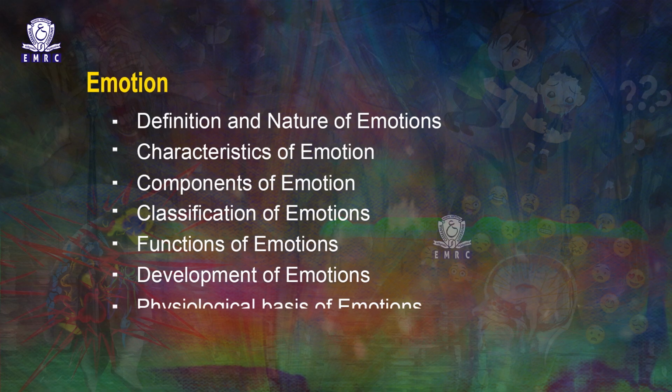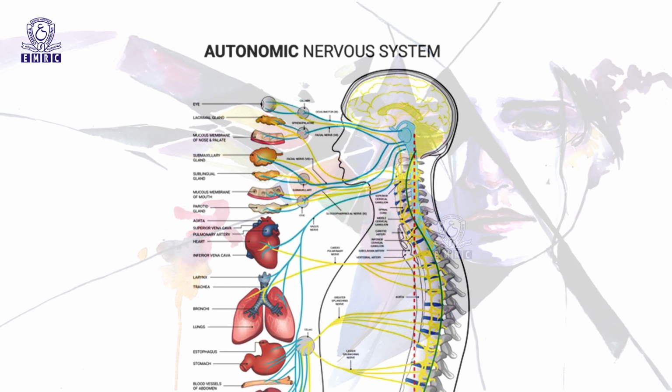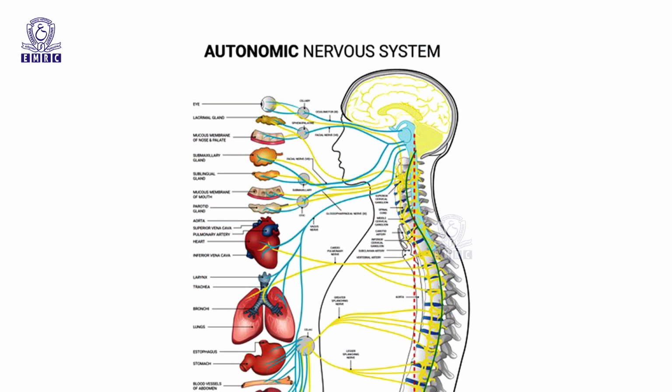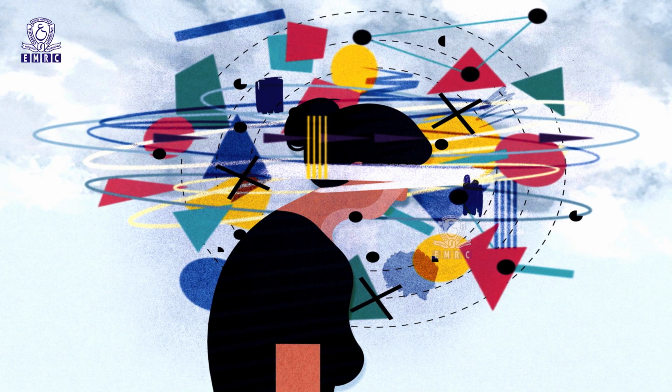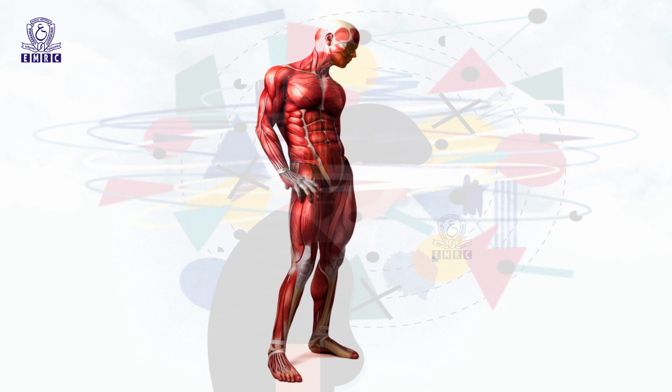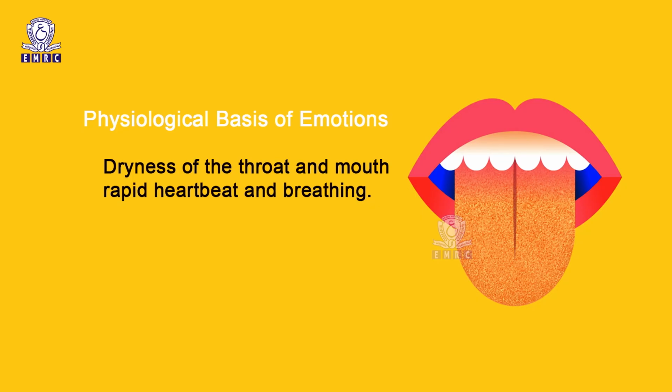The role of maturation and the role of learning play a very vital role in the process of development of emotions. Now we move on to the physiological basis of emotions. Most of the physiological change that takes place during emotional arousal results from activation of the sympathetic division of the autonomic nervous system, as it prepares the body for emergency action: increased muscle tension, respiration, trembling of the extremities, a sinking feeling in the stomach, dryness of the throat and mouth, rapid heartbeat and breathing.